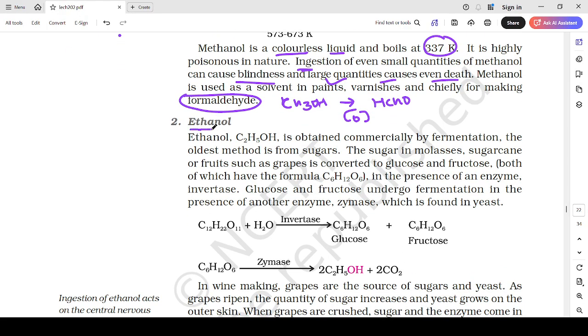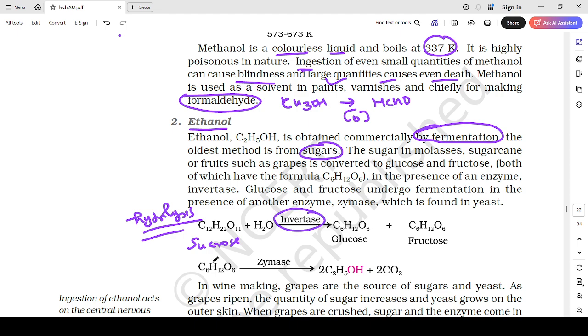The next one is ethanol. You commercially obtain it by the fermentation process. That's the oldest method, from the sugars. What you're seeing right now is sucrose. So sucrose in the presence of water, that means the hydrolysis of sucrose by the enzyme called invertase. You can see the sucrose is getting split into glucose and fructose. Now this glucose in the presence of another enzyme, zymase, gives you ethanol.